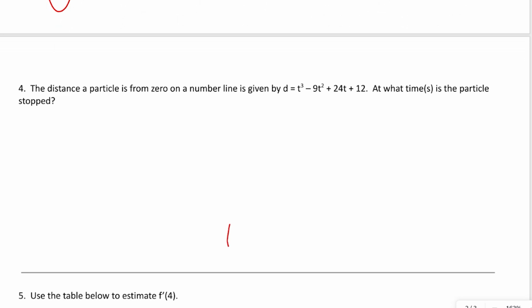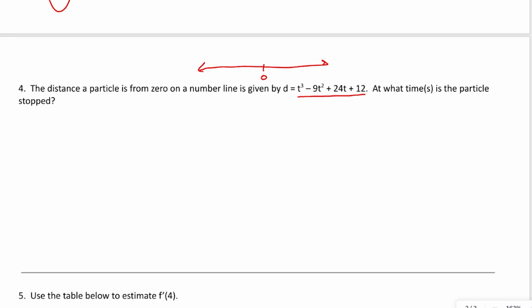And there we go. It says the distance a particle is from 0 on a number line. So we're just kind of imagining a number line here, 0. And the distance that this particle, which is kind of like running around this number line, is given by this function. So the distance from 0 is given by this function that's in terms of t, which I suppose will stand for time. It's asking at what time is the particle stopped?